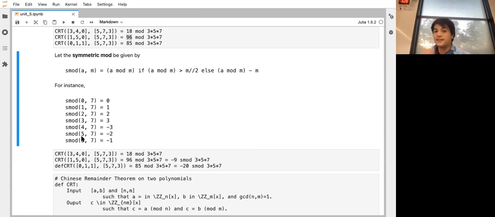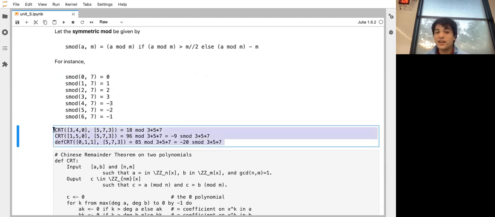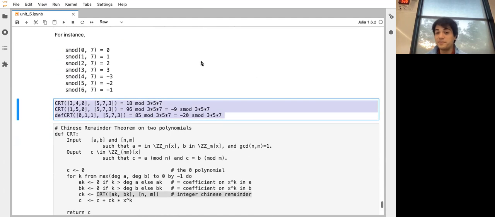That's 7. Okay, so if you just go ahead and implement this, and we just look at it, S mod, A mod M, is A mod M if A mod M is greater than half of M. Else, it's A mod M minus M. So 0 through 3 here don't get adjusted, and 4 through 6 get adjusted by just subtracting 7 in the end. Once you generate your coefficients from the Chinese remainder theorem, these were the ones that we generated, 18, 96, and 85.